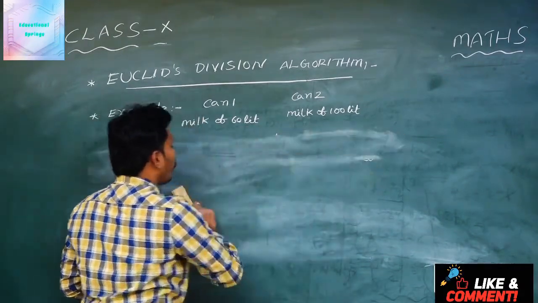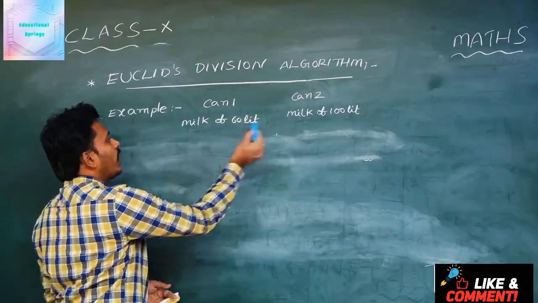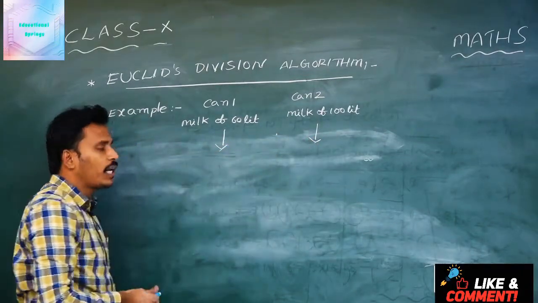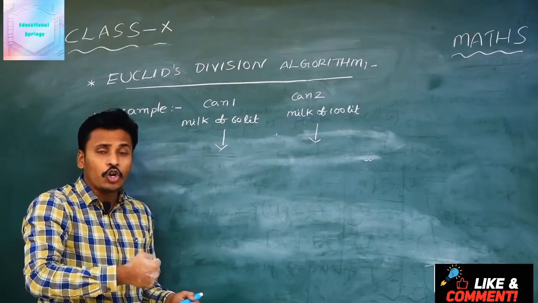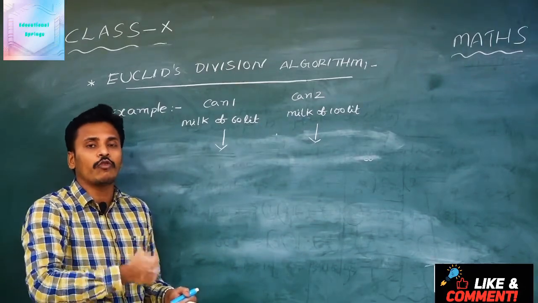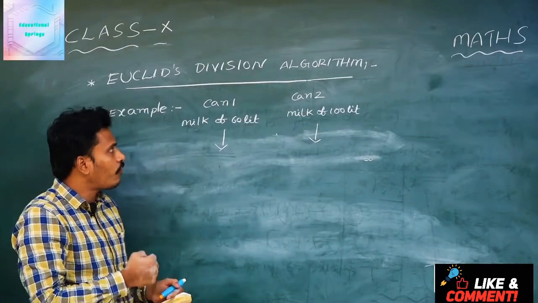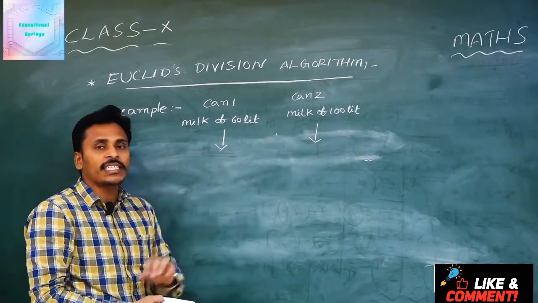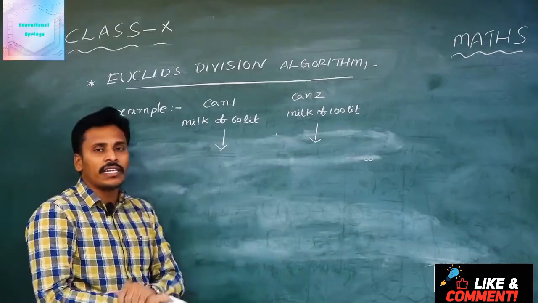Initially we have two cans, can 1 and can 2. I need to measure the milk of can 1 and the milk of can 2 completely with my measuring jar. I don't know the capacity of this measuring jar. I need to find that. See, first what I have to think. The second can contains 100 liters of milk. The first can contains 60 liters of milk.